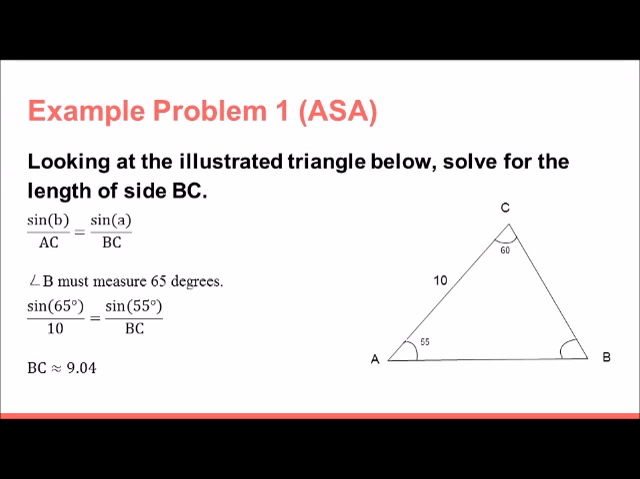Now let's look at a simple example problem for case A, one side and two angles. Looking at the illustrated triangle below, solve for the length of side BC. Using the formula for the law of sines, we find that sine B over AC is equal to sine A over BC. Angle B must measure 65 degrees. We can then plug in for our angles and find sine 65 over 10 is equal to sine 55 over BC. Solving for BC, we find that BC is equal to 9.04.